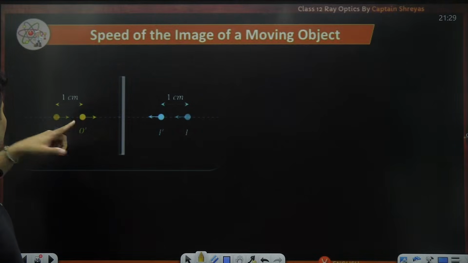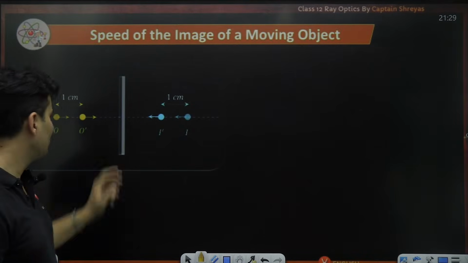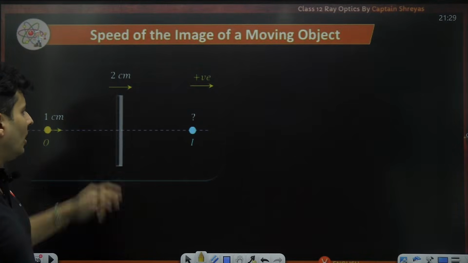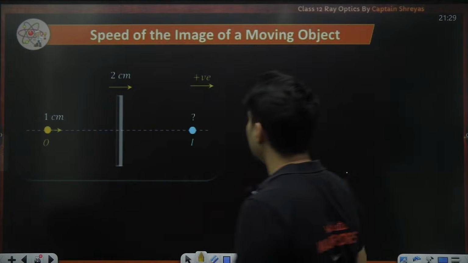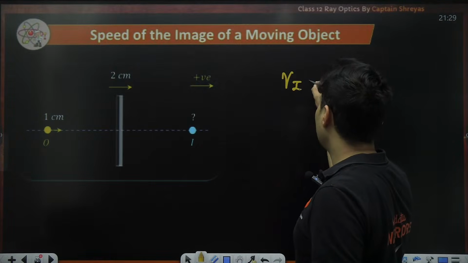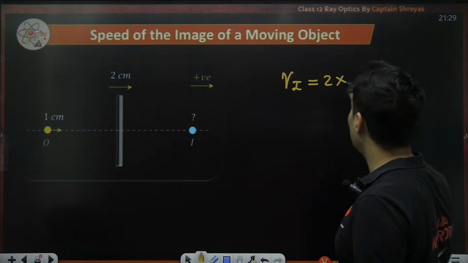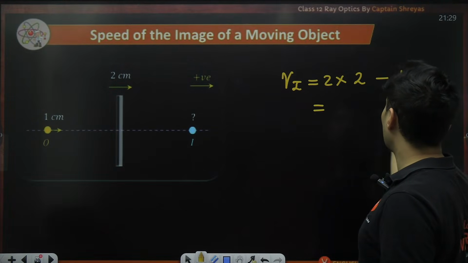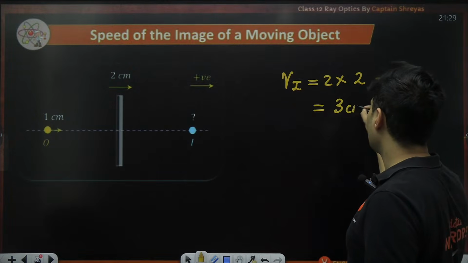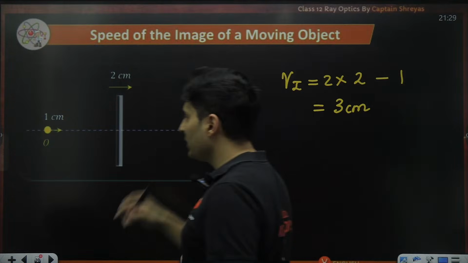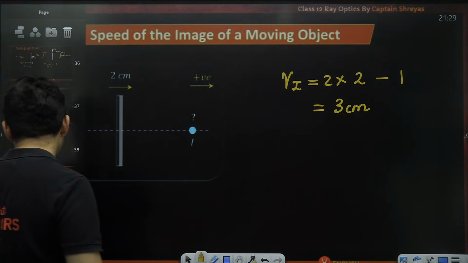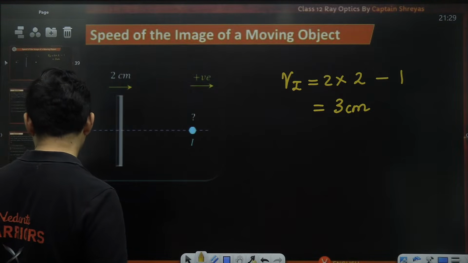Speed of the image. Object goes 1 centimeter, image goes this 1 centimeter. Object goes like this, image will go how much? We can solve it very easily. Vi will be 2 times Vm. Vm is 2 minus Vo, which is 1. 2 2s are 4. 4 minus 1, 3. So it will move 3 centimeters. So this image will move 3 centimeters directly. Very easy to solve the questions now.